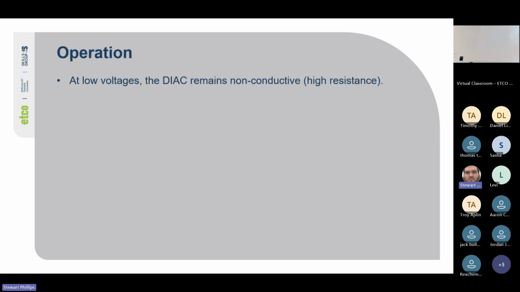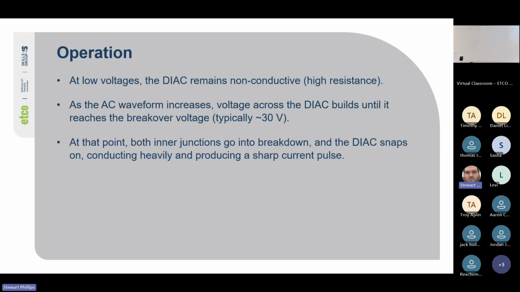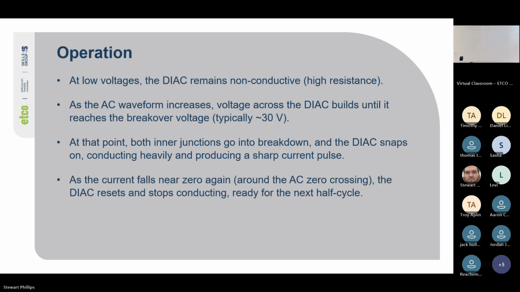Cool. So the operation. At low voltage, the diac remains non-conductive, high resistance. As the AC waveform increases, voltage across the diac builds up until it reaches the breakover voltage, typically 30 volts. At that point, both inner junctions go into breakdown and the diac snaps on, conducting heavily and producing a sharp current pulse. As the current falls near zero again around the AC zero crossing, the diac resets and stops conducting, ready for the next half cycle.